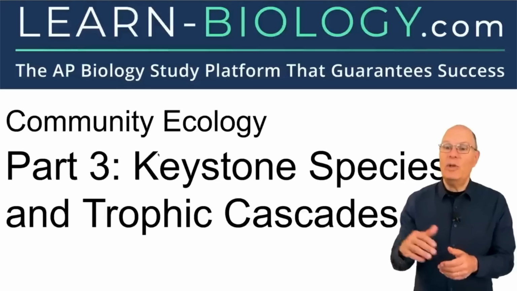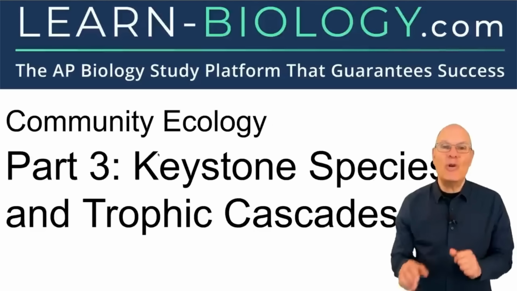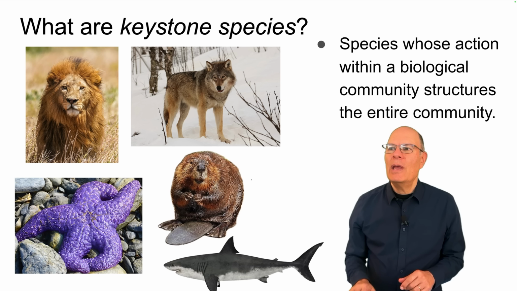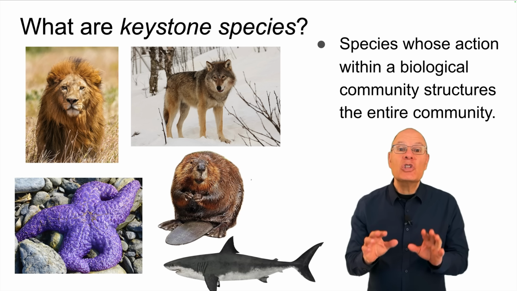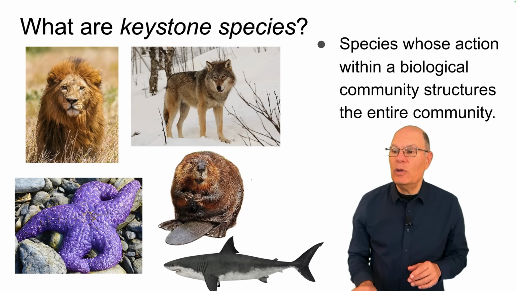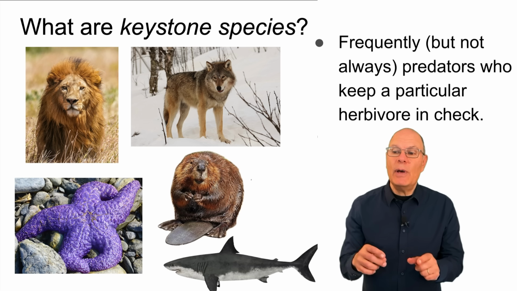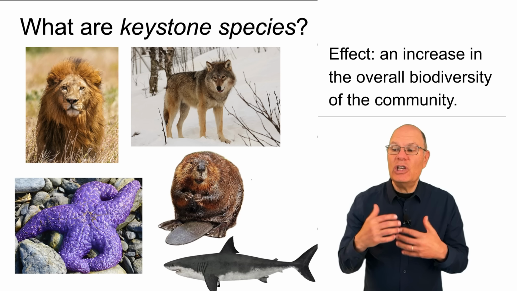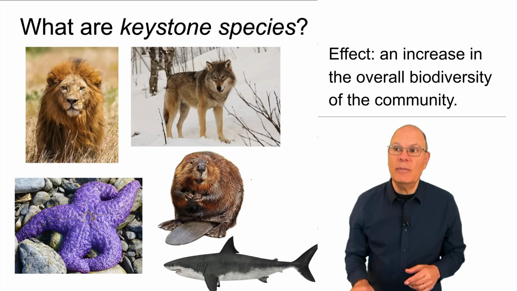Community Ecology Part 3. Keystone species and trophic cascades. What are keystone species? These are species whose action in a biological community structures the entire community. They're frequently, but not always, predators who keep a particular herbivore in check, and their effect is to increase the overall biodiversity of a biological community.